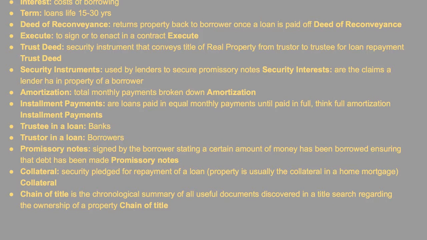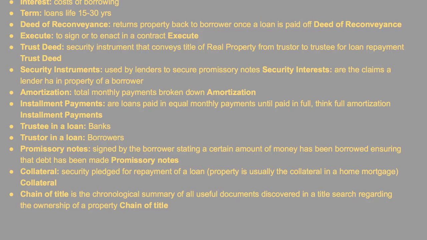Trustee in a loan is the bank. Trustor in a loan is the borrower. Promissory notes are signed by the borrower stating a certain amount of money has been borrowed, ensuring that debt has been made. Collateral is security pledged for repayment of a loan. Property is usually the collateral in a home mortgage.